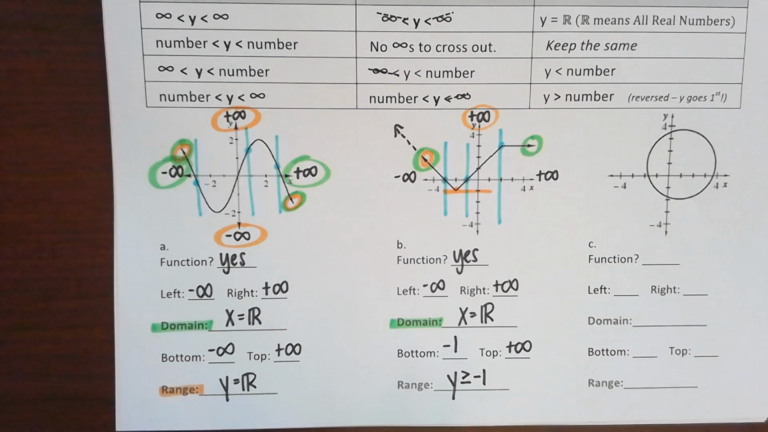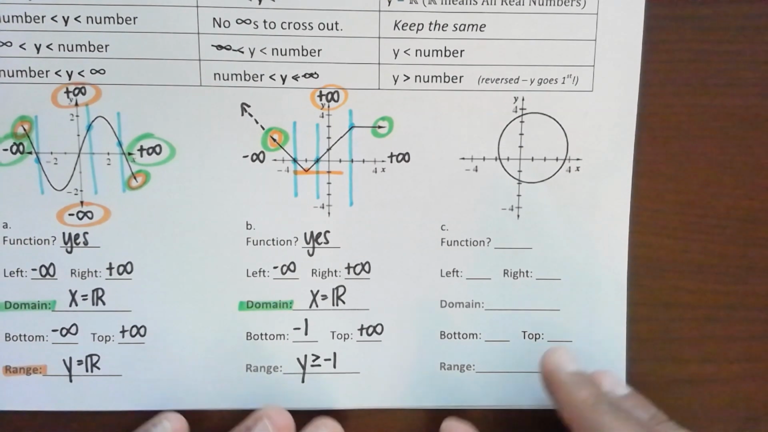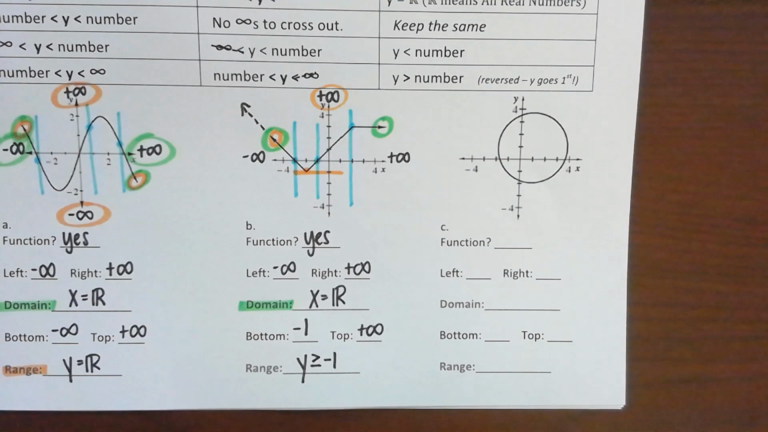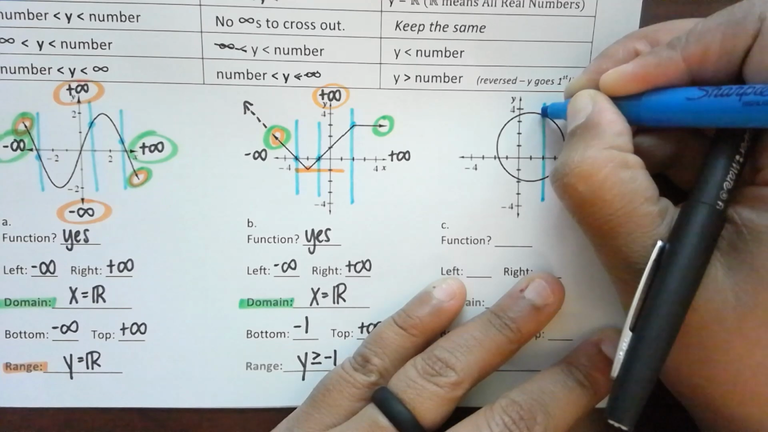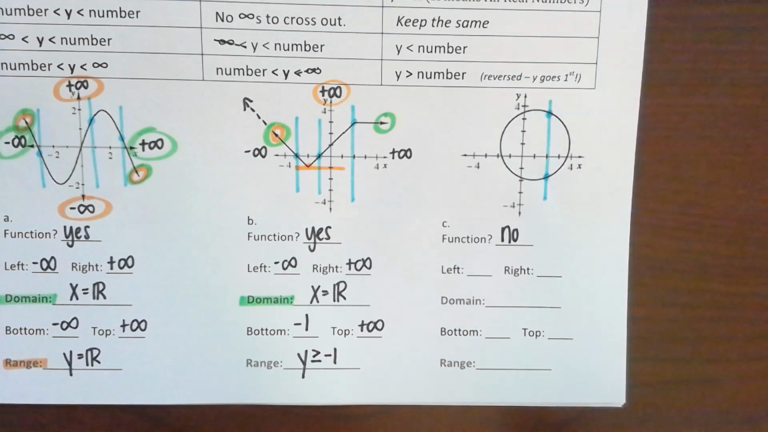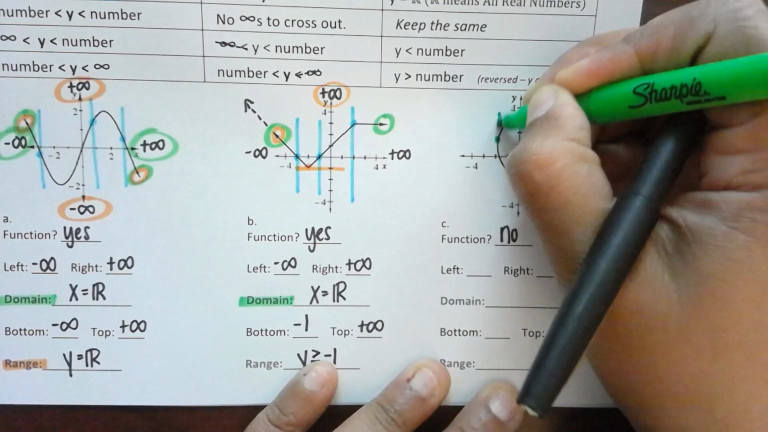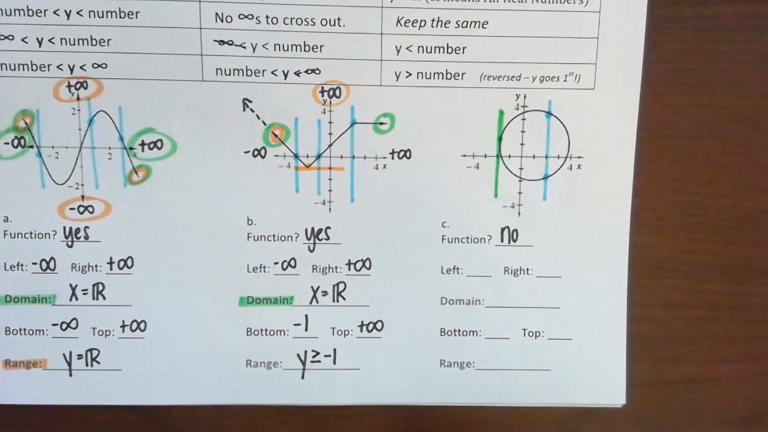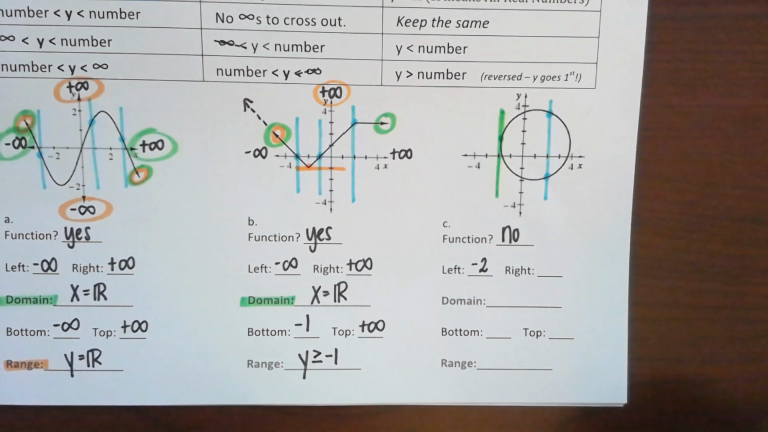Any questions? Look at C. Is it a function? No. Why not? It's a long way. So even if I drew a line right here, right? It hits it 2 times. So that is not a function because it does not pass what test? The vertical line test. So leftmost value, -2. It might not look it, but it's hitting right there. Rightmost value, 4.